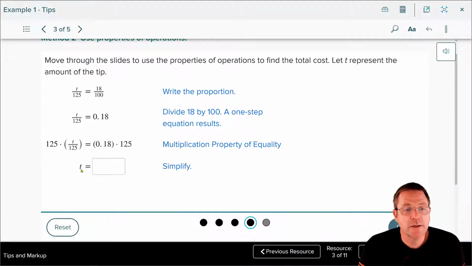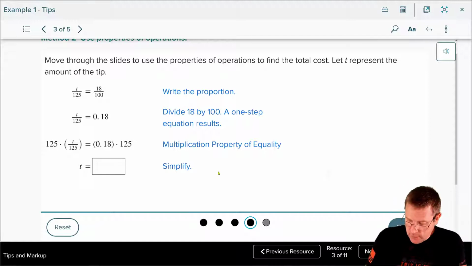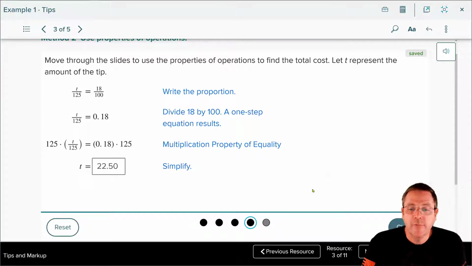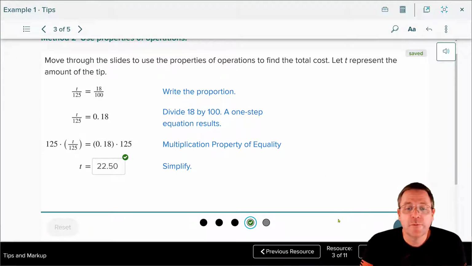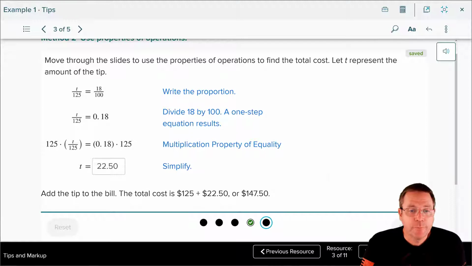1 times t is a t you see there, and then when you multiply the 18% or 0.18 times 125, you get the same $22.50 that we got the other way. From there, you get the same total cost as you got solving it using the other method. Two very good ways to skin the same cat.